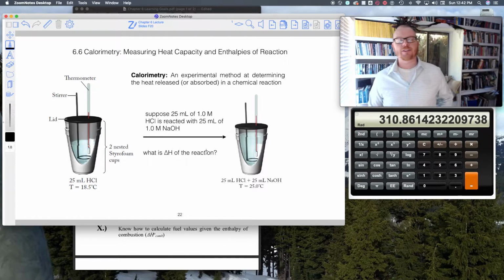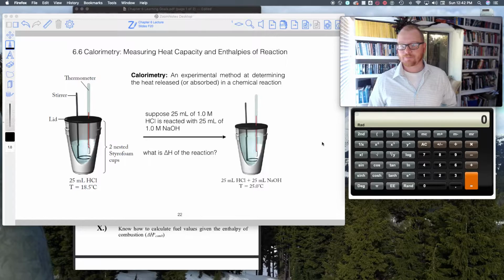Okay, so here is the process known as calorimetry. That's an experimental method that determines the heat released or absorbed during a chemical reaction.